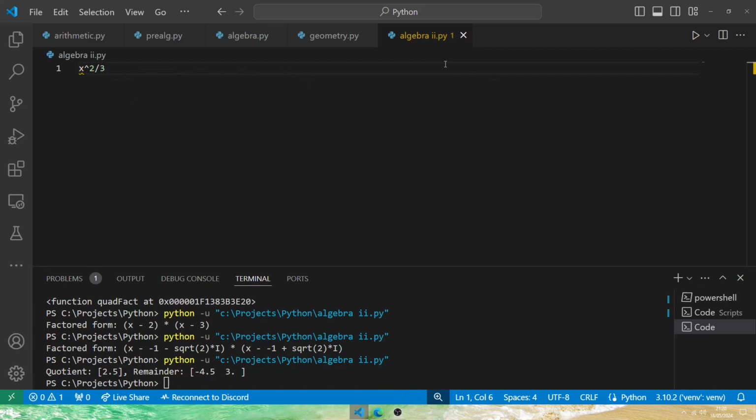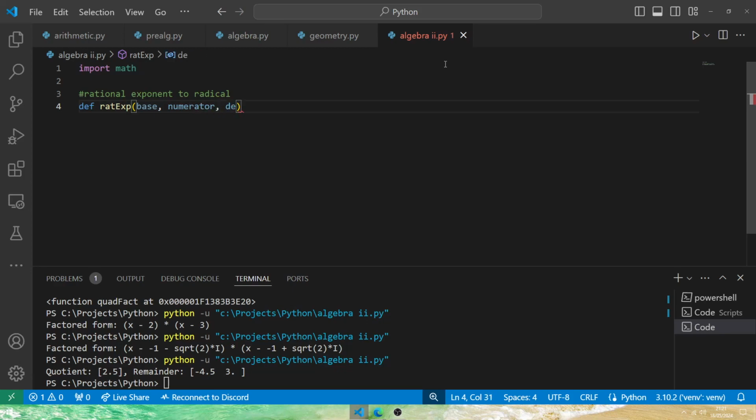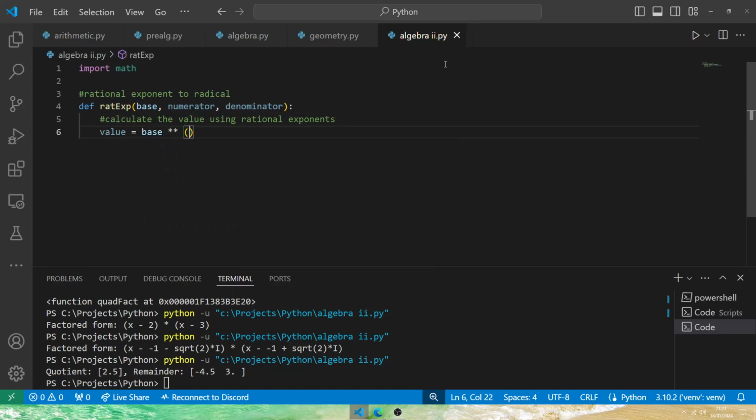And the way we can do that is importing the math module. And we're going to create a function that transforms rational exponents into radicals. So with that, we have to pass in a base, a numerator, and a denominator. And here we can calculate the value using rational exponents, with the value equals the base to the power of the numerator divided by the denominator.